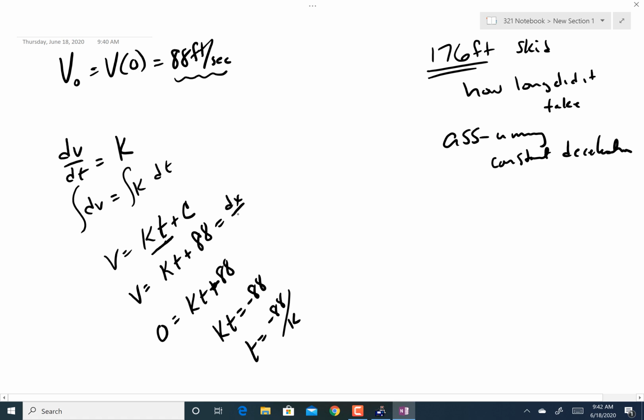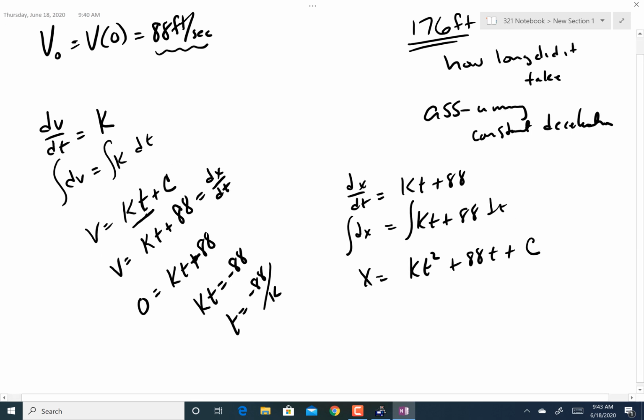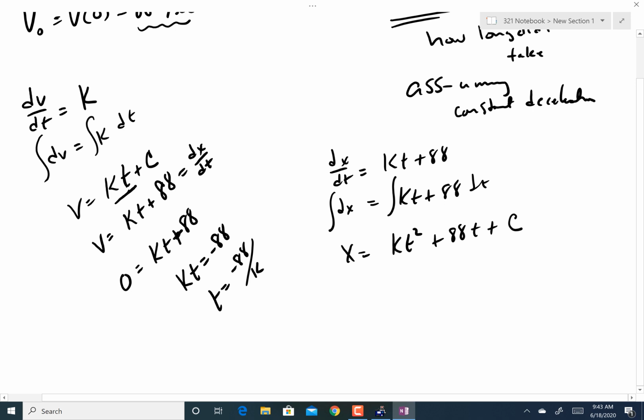Remember, v is then, of course, dx dt, correct? Well, let's do this. So if I do dx dt is equal to kt plus 88, and I, again, separate, dt, x equals kt squared plus 88t plus a constant. Are you with me? Some constant. And so, well, let's think about this for a second. Okay, cool. Where do you want us to be at t equals 0? Well, I would like us to be at 0, defining where I start from as 0, which means this c here is 0. So I'll look at this.